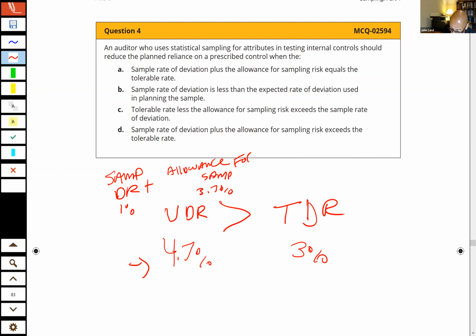Isn't that true, that the auditor would reduce the planned reliance on the control when the sample deviation rate of 1% plus the allowance for sampling risk of 3.7% exceeds the tolerable rate of 3%? Isn't that what choice D, the correct answer here, is telling you?